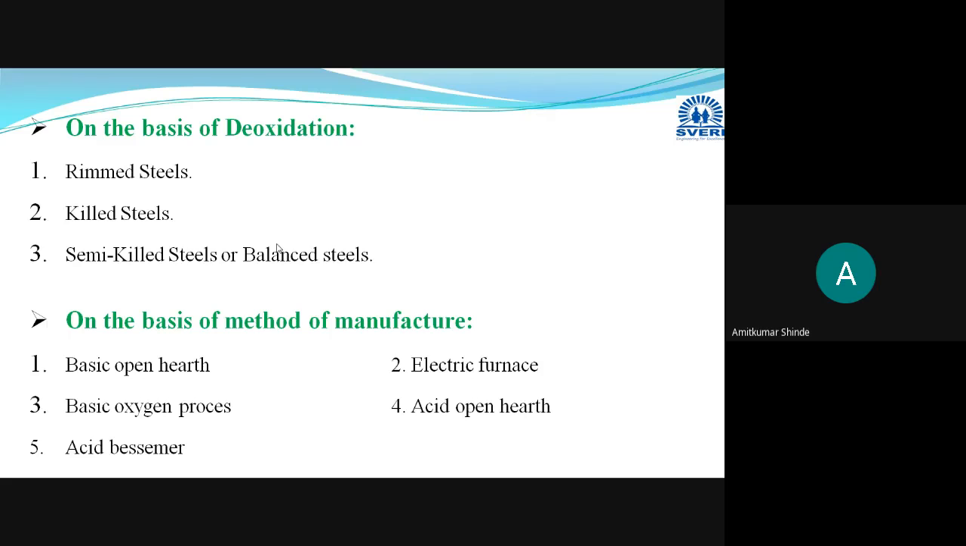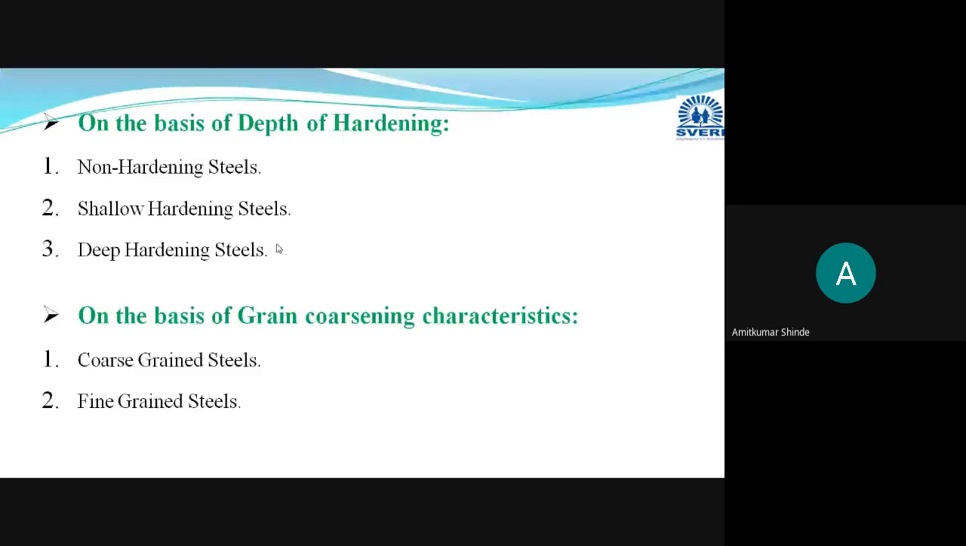So in this lecture, in this way, we have completed the classification of plain carbon steels. In that, we have learned low carbon steel, medium carbon steel, and high carbon steel. After that, we discussed the classification of steel on the basis of depth of hardening, and on the basis of grain coarsening characteristics.